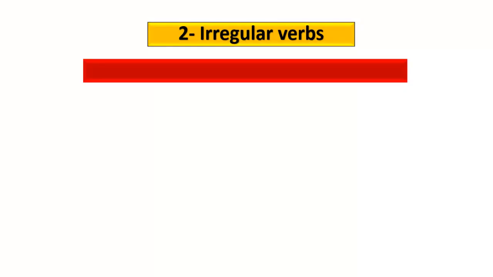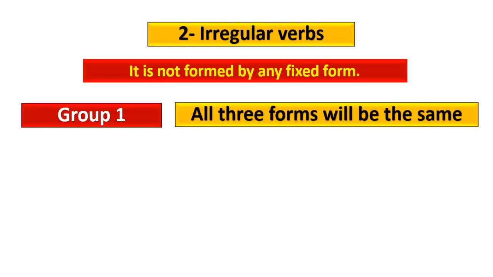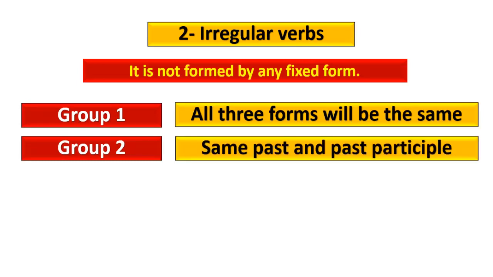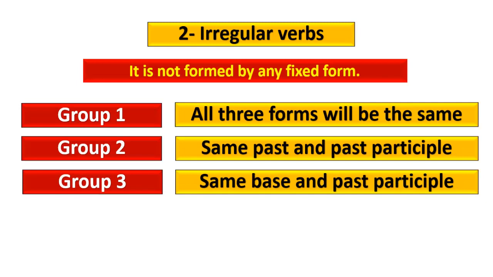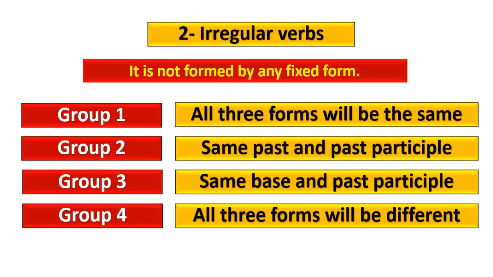Then we discussed 4 groups of irregular verbs. Group 1 having all 3 forms the same. Group 2 having the same past and past participle form. Group 3 having the same base and past participle form. Group 4 having all the 3 forms different.